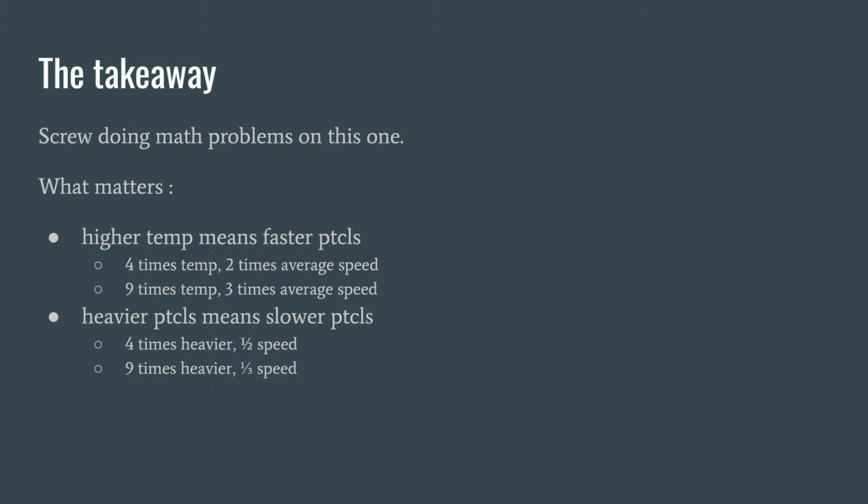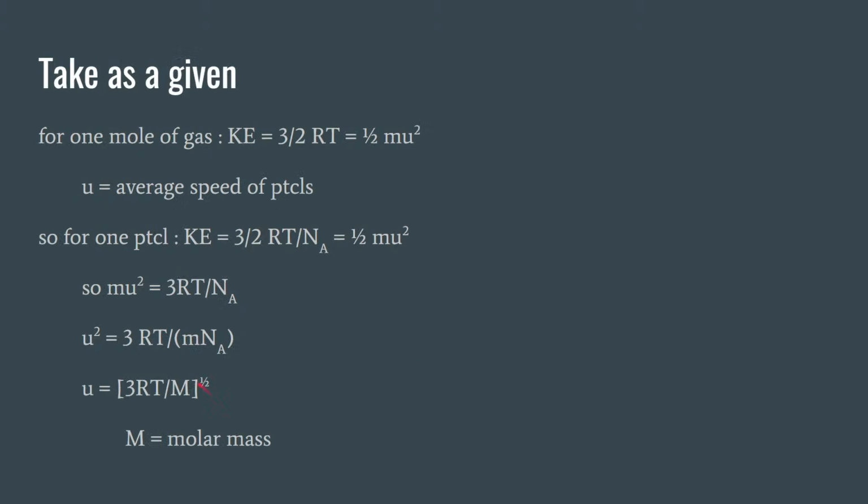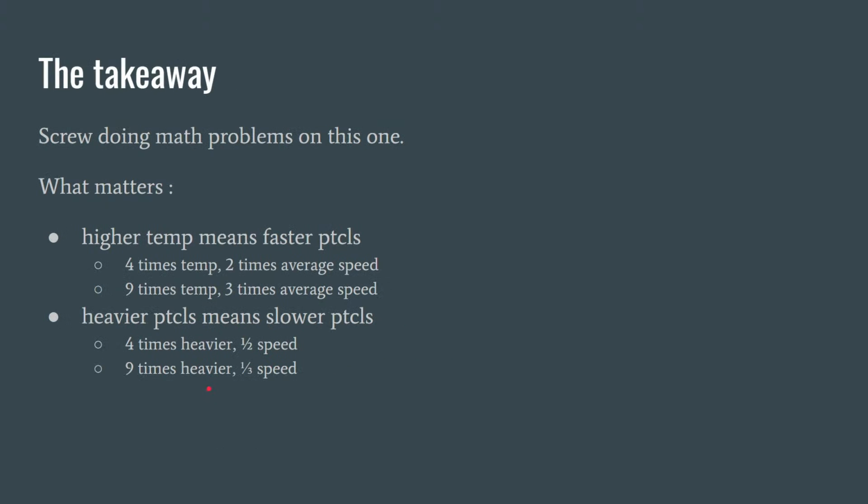Heavier particles also mean slower particles. But again, we're looking at a square root, and because we're dividing, it's going to go down. So 4 times heavier means half the speed. 9 times heavier means 1/3 the speed.